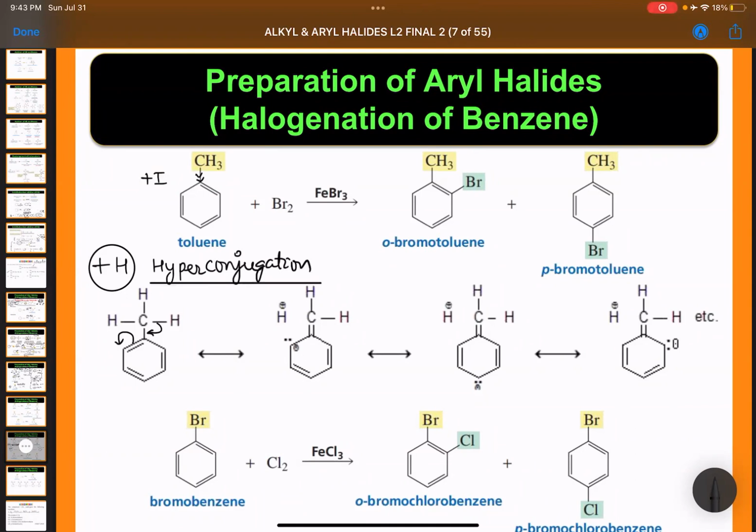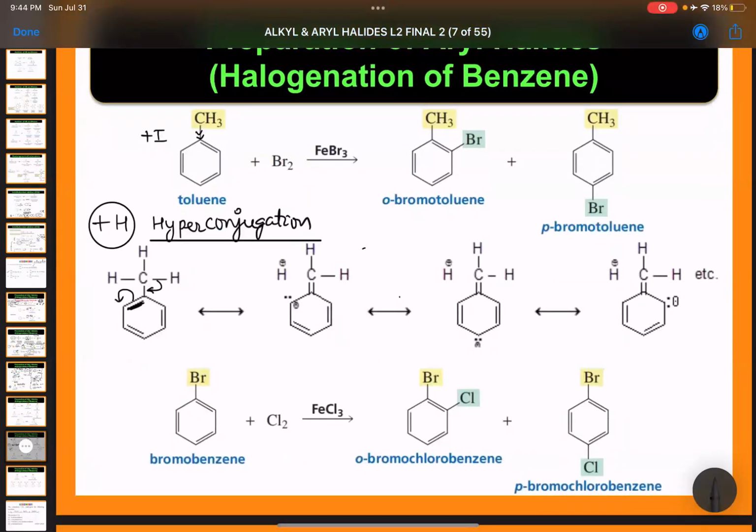In this hyperconjugation, what happens? The electron density of the CH bond gets into the benzene ring. It gets mixed up with the pi electrons. In order to show that mixing, I am drawing the structures one by one. So you can see over here, this electron density will get shifted towards the benzene, and the pi electron of the benzene carbon has to move aside, because otherwise this carbon will make more than four bonds.